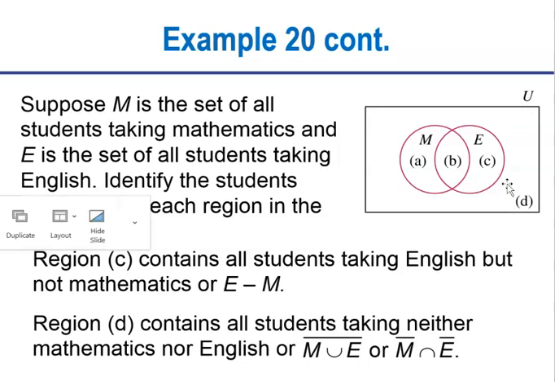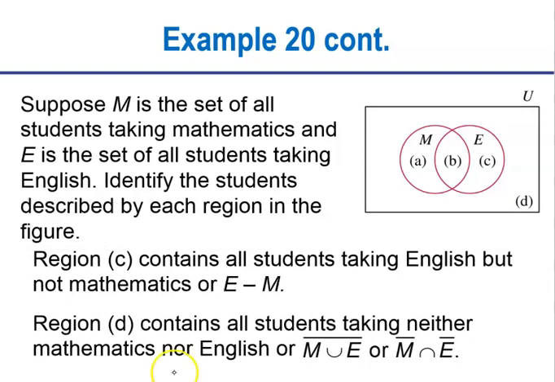There we go. Okay, so region D contains all students taking neither mathematics nor English. That's what we said, right? Now check out this way of expressing it. So you could say it's the complement of M union E. Now remember, M union E is anything in a circle, period, and the complement would be anything outside of that. That would be the way that I would think about it.